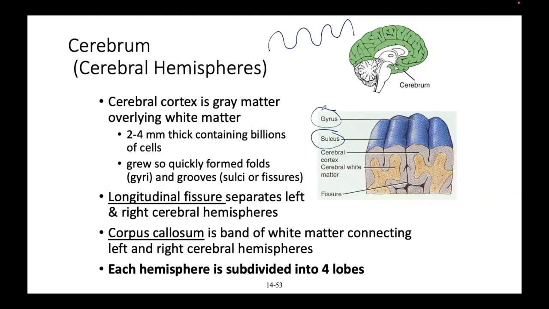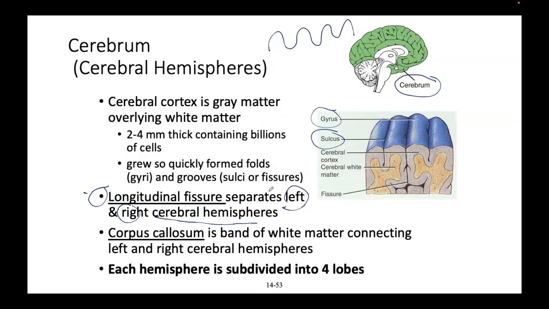So we're going to be talking about some fissures in a second. A big one is called the longitudinal fissure, and that's going to separate your left from your right cerebral hemispheres. Now, let's not confuse cerebral. Cerebral relates to cerebrum. When you're talking about the cerebellum, we will say cerebellar hemispheres. So cerebral relates to cerebrum, cerebellar hemispheres relates to the cerebellum.